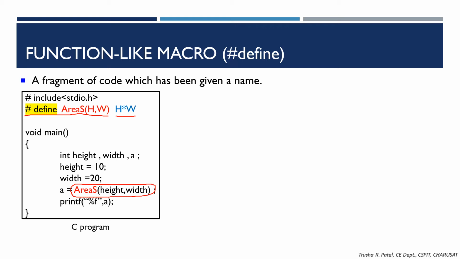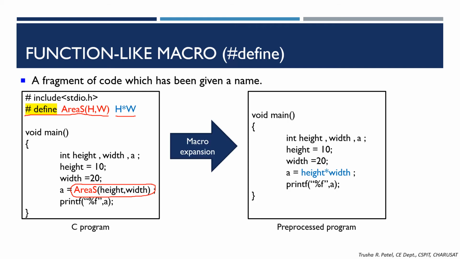Now after this macro expansion, this height will map to h, width will map to w. So here the statement will become a is equal to height multiplied by width, the same as the body of this function. And this #define statement is omitted from my program.